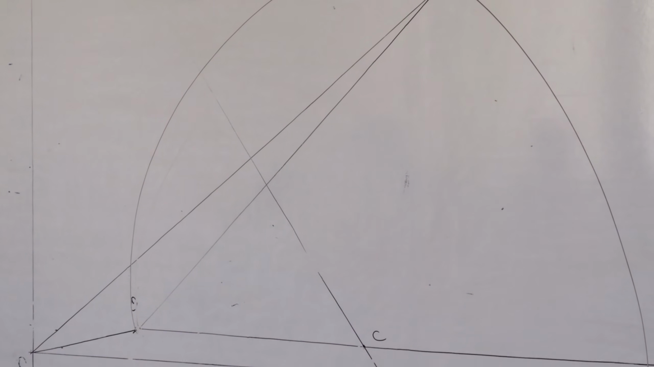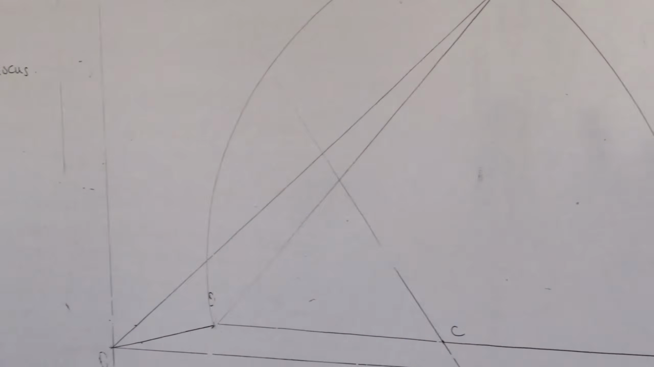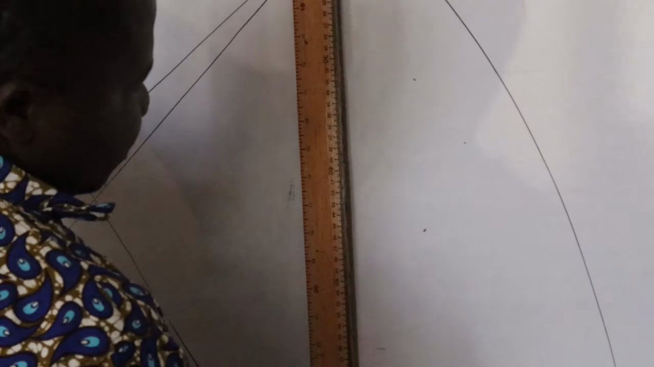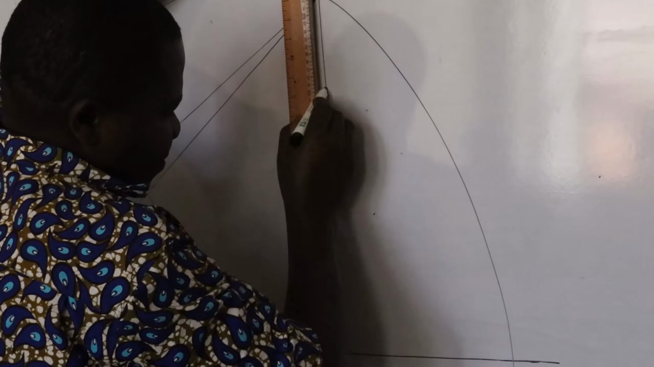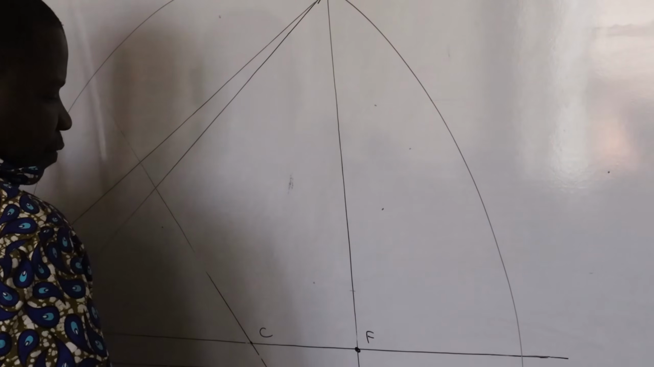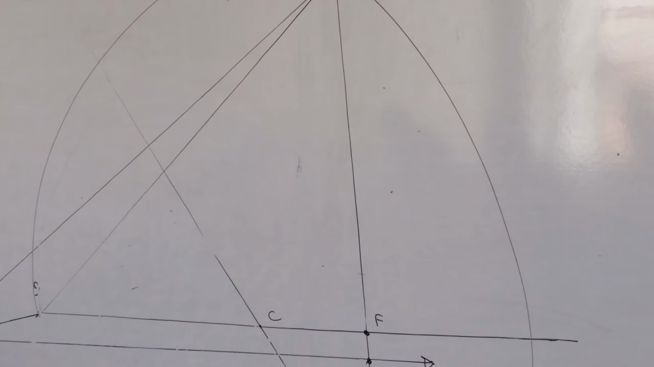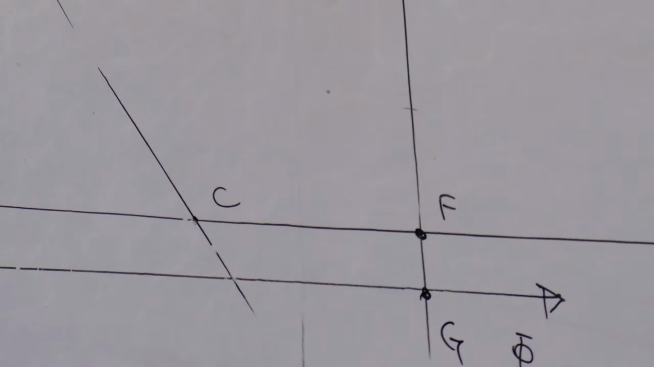Drop a line from A perpendicularly, creating points F and G. Drop a line from A downwards, having points F and G at the base.